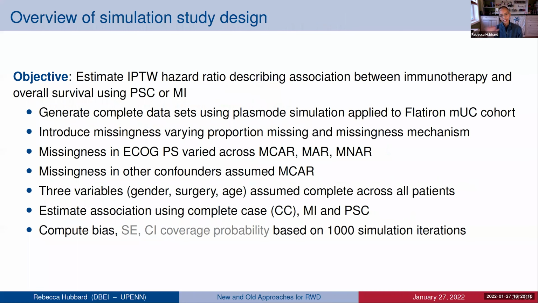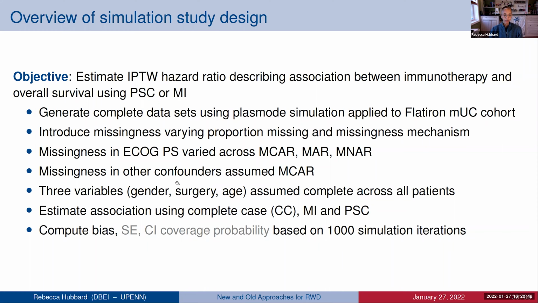So we're going to investigate the relative performance of propensity score calibration in comparison to multiple imputation using mice, using a very similar plasmode simulation-based approach to what I described for the previous study. We're going to use the same approach to simulating the missingness, same sorts of patterns of missingness, and looking at various degrees of missingness. We're going to introduce the 3 different missingness mechanisms into ECOG performance status, and then missing completely at random missingness in other covariates.